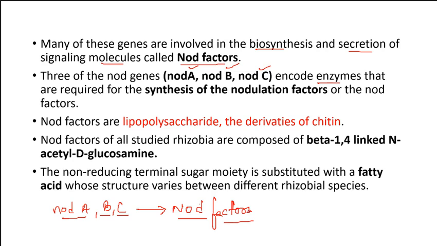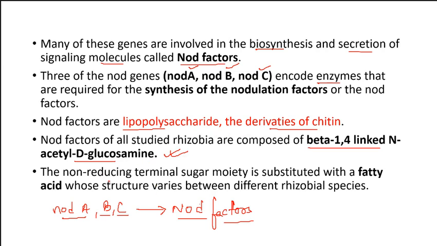Now these NOD factors, or nodulation factors, what is the chemical nature of these NOD factors? They are lipopolysaccharides and they are derivatives of chitin. They are beta-1,4 linked N-acetyl D-glucosamine. This is very important because questions come from it.